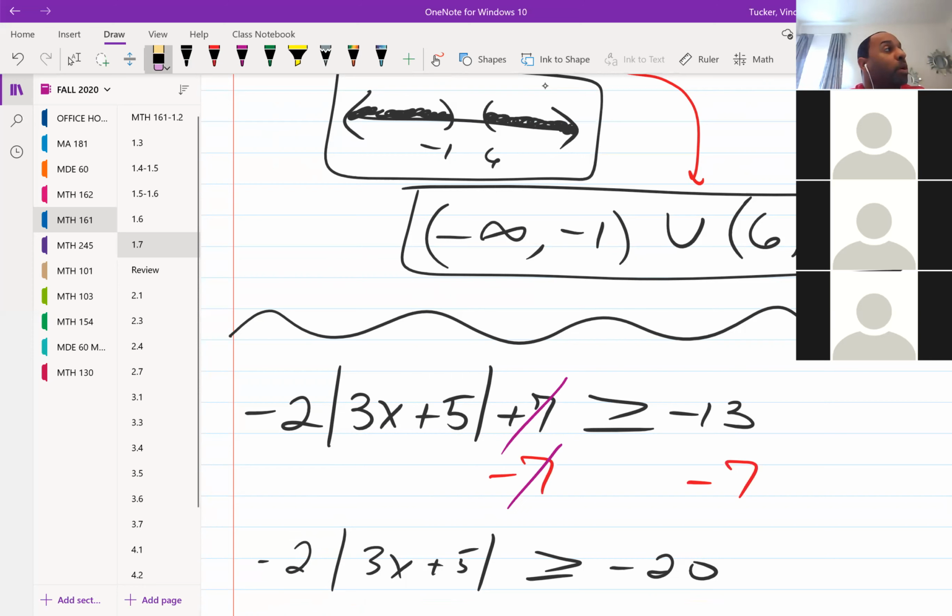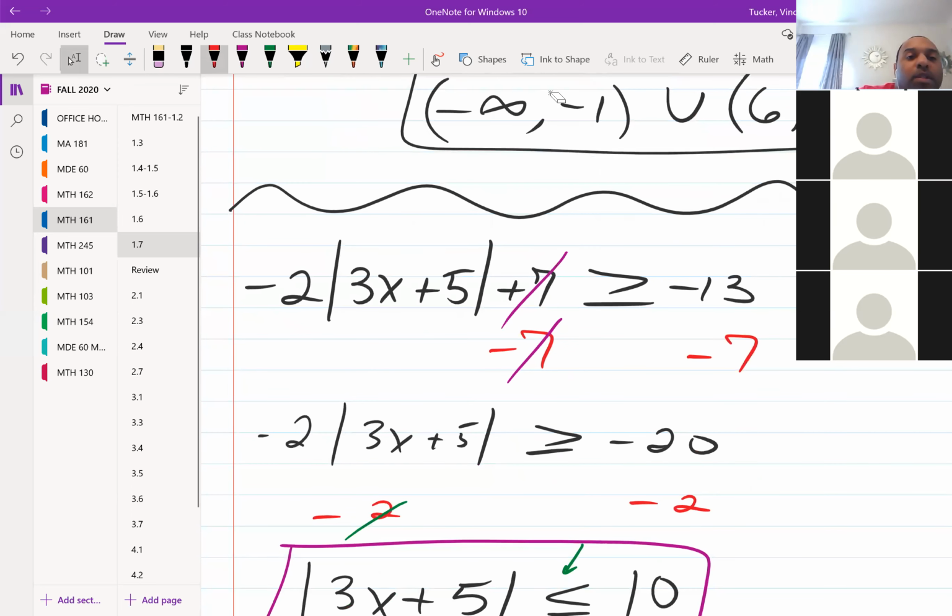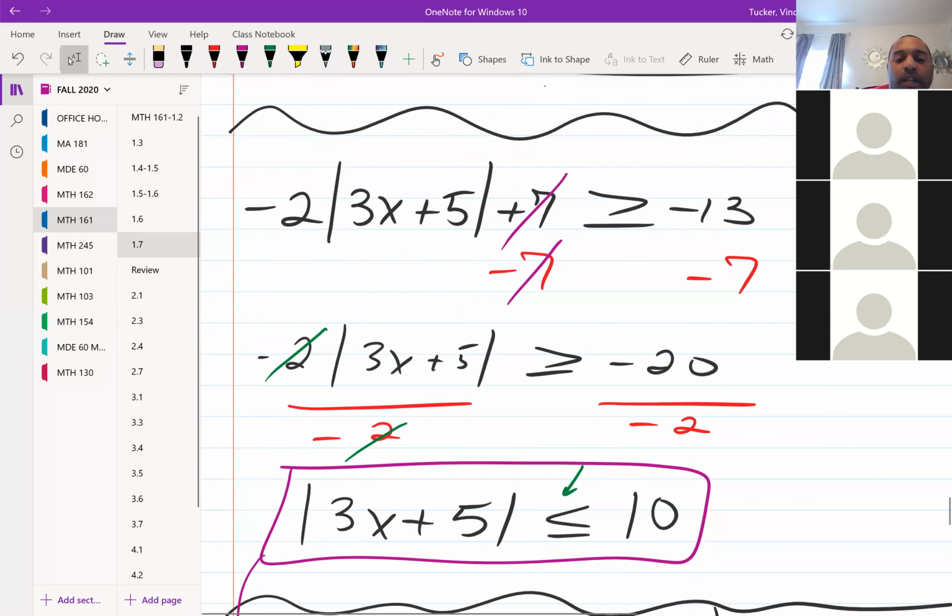But if we were to multiply or divide by a negative, that's when our symbol would change. Which should happen next. I will divide by negative 2. The 2's cancel on the left side, and that gives me the absolute value of 3x plus 5 is less than or equal to 10.